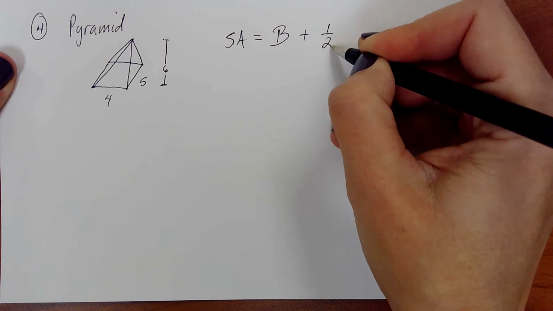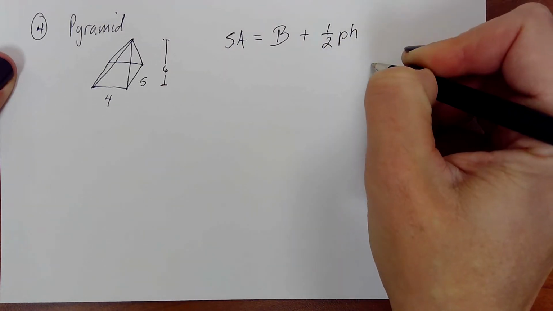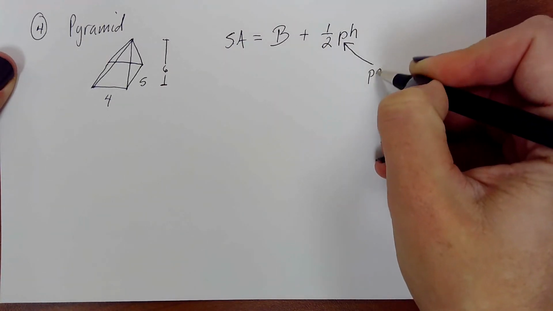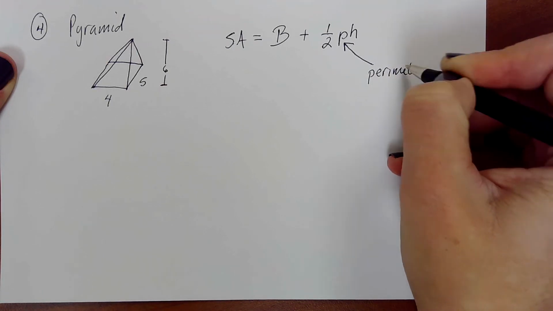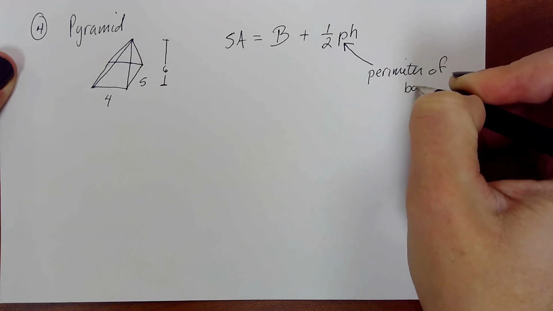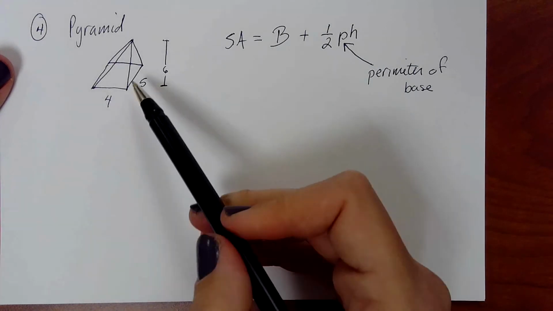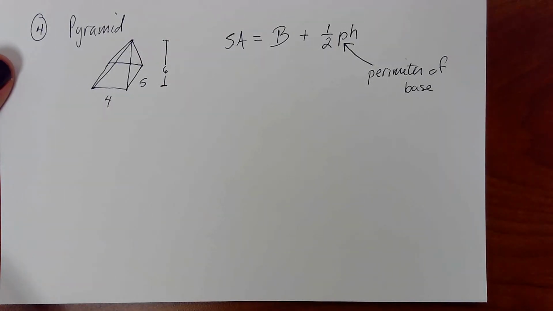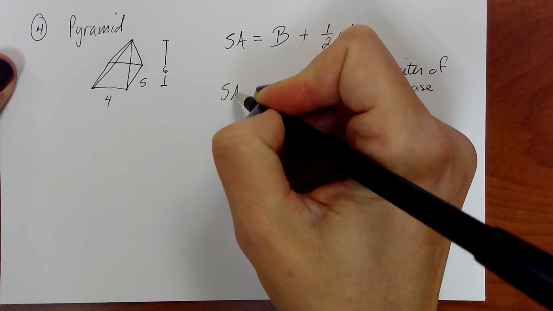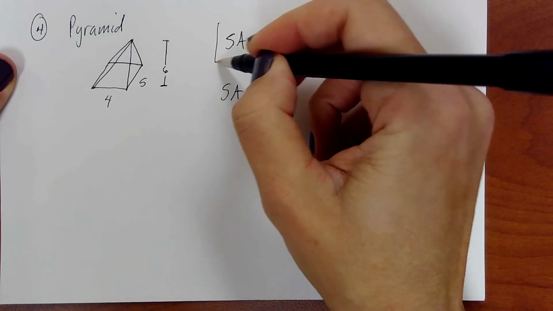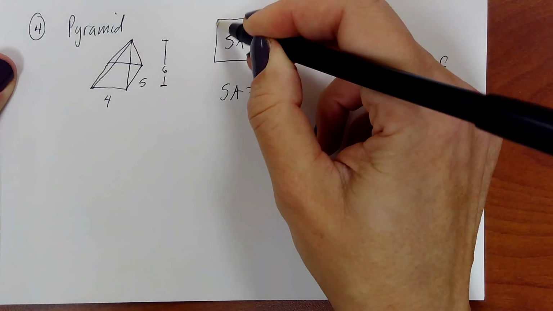So they do 1/2 P H, where P is the perimeter of the base. Now, honestly, guys, you could just do each triangle separate. It would be fine. But if we want to try to use the formula, so this would be your formula.